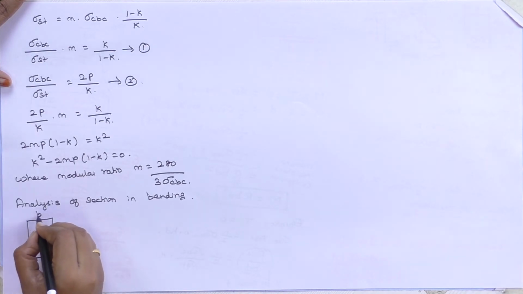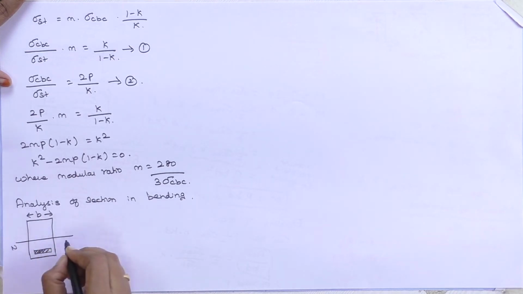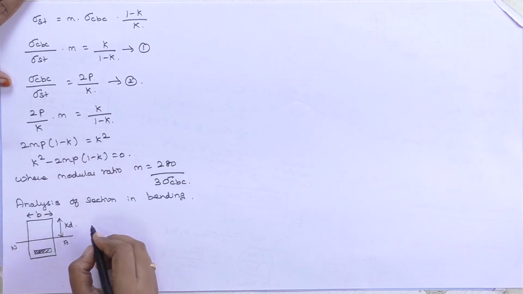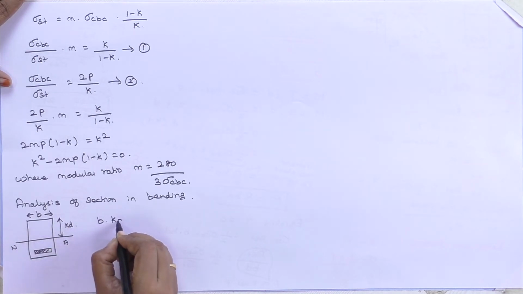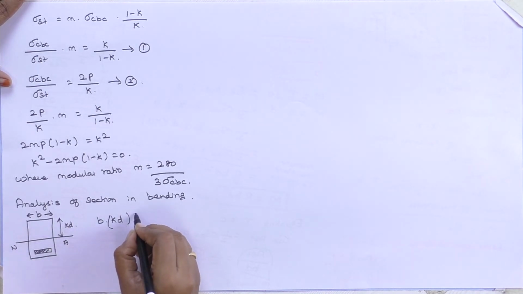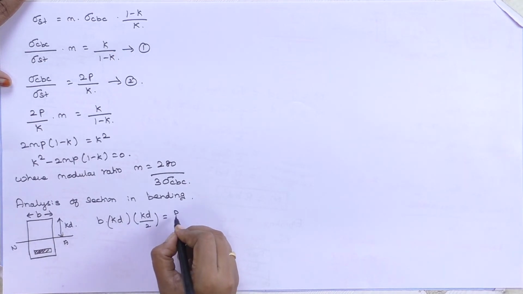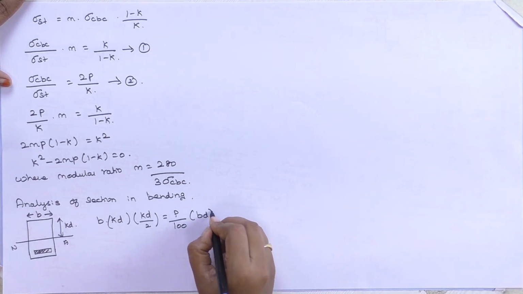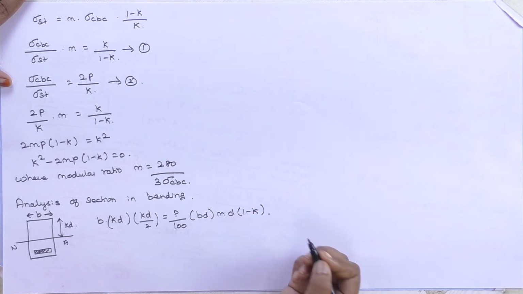This is our section, B. This is our reinforcement provided, neutral axis. This is called as KD. B times KD into KD divided by 2 is equal to P by 100 into BD M into D into 1 minus K.